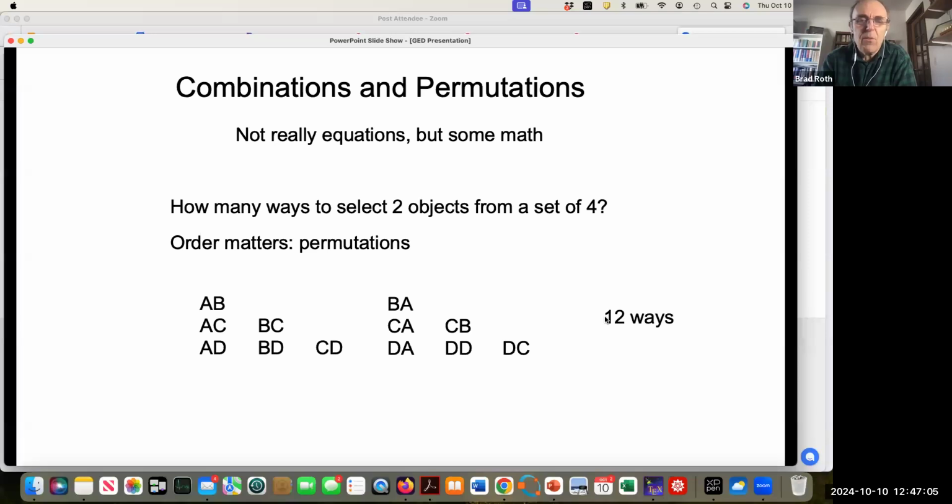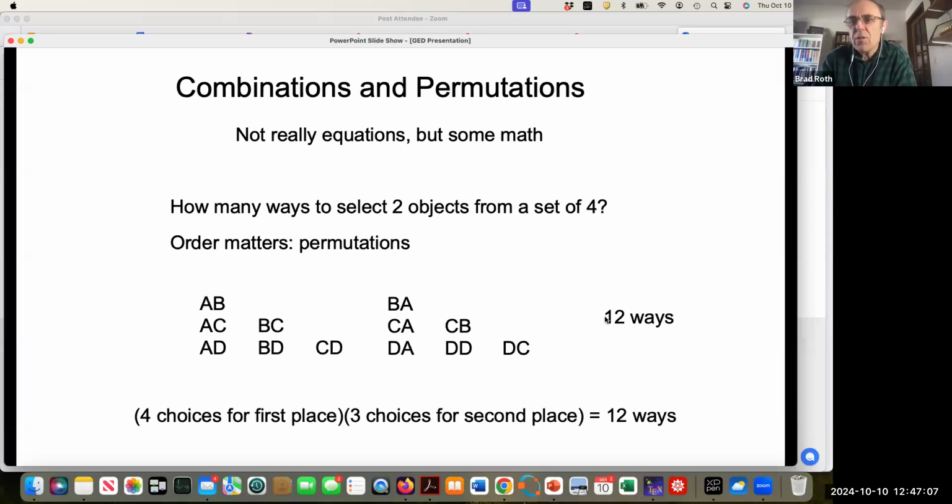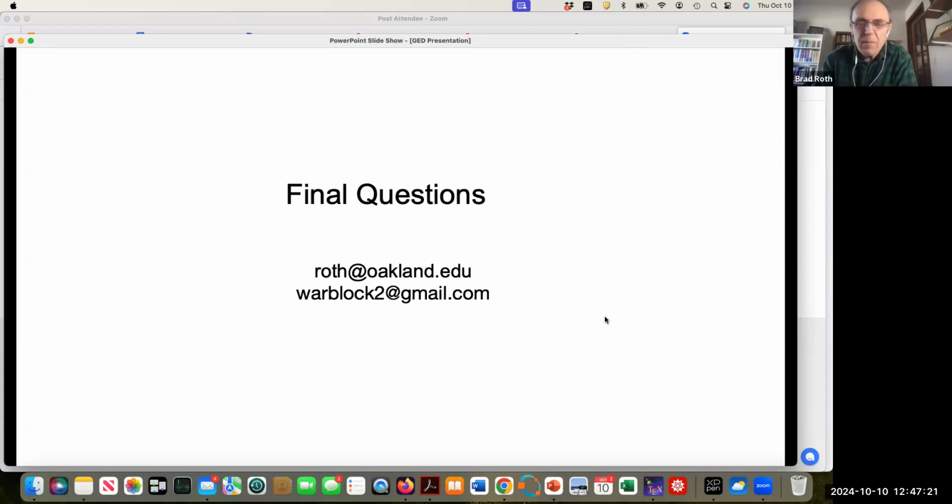Another way to do it is to say you've got 4 choices for president. Once you choose the president, you've got 3 choices left for vice president. There's 12 choices. So again, I don't think combinations and permutations are going to come up, but they might. That's pretty much all the math that I've seen listed on the social studies and the science parts of the GED.